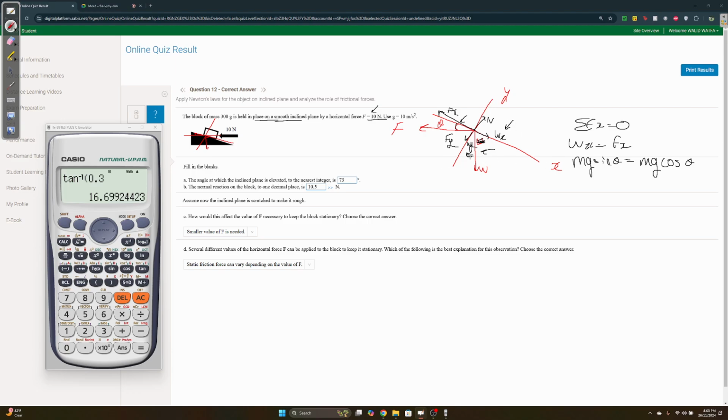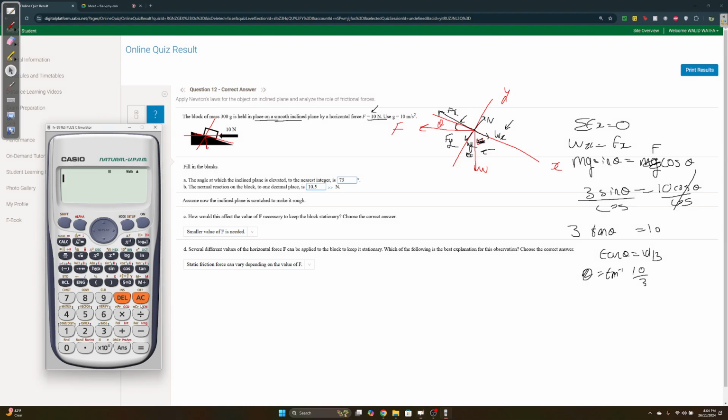Okay, so that means for the x component of W, I use sine, and for the x component of F, I use cosine. F cosine theta. Okay, so you're going to get 0.3 times 10, so 3 sine theta is equal to 10 cosine theta. Divide by cosine, you cancel this, and you get 3 tan theta is equal to 10, so tan theta is equal to 10 over 3, so theta is equal to inverse tan of 10 over 3. Thank you to Mu'min Ala from Align for explaining this. 10 divided by 3, you get 73 degrees.